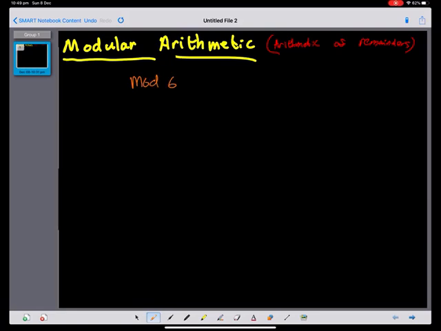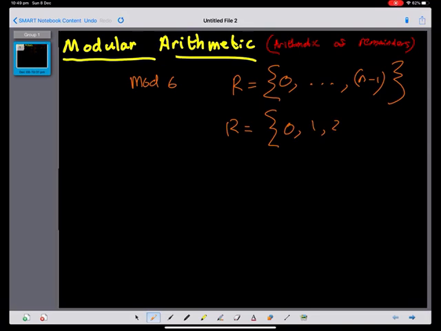Mod 6, and I would like you to write the residues of mod 6 for me. Pause the video, please. Well, the residues of mod 6 follow the formula n minus 1. That gives a residue then of 0, 1, 2, 3, 4, 5.